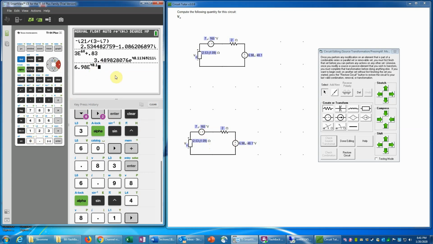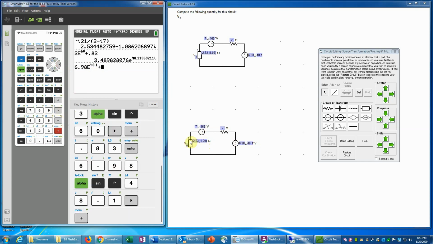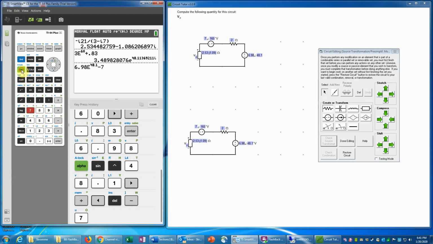And exit that template. And then I need to add, I'm sorry, I meant subtract, so we'll go back and delete that and make that a subtraction. And I need to subtract the 7 angle 165. So that would be 7. And then we have another E raised to the power. And don't forget that raising to the power or this won't work properly.